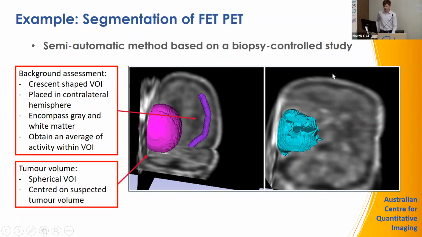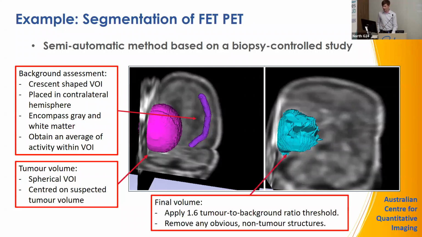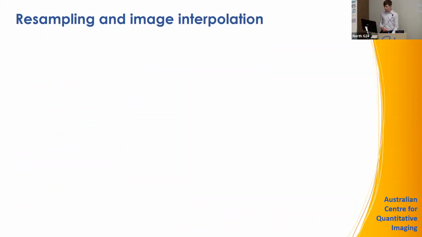We also place a spherical volume of interest centered on our suspected tumor volume. And then we apply a 1.6 tumor to background ratio threshold to get this volume over here. So for whatever voxels within here, if we divide the value in that voxel by our mean found here, and that's greater than or equal to 1.6, that is included over to the right here. And then we had a nuclear medicine physician refer back to the accompanying MRI to remove any obvious non-tumor structures.